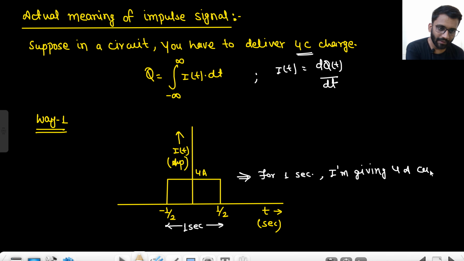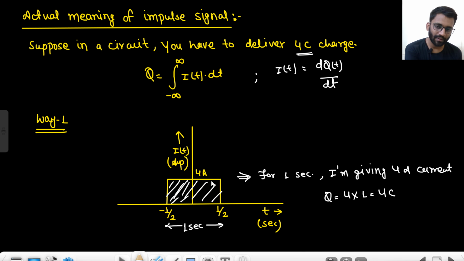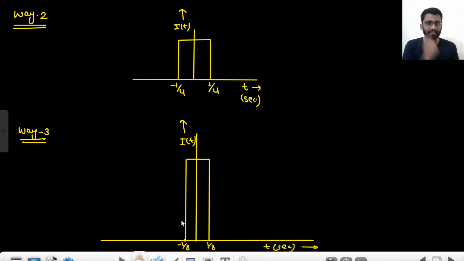4 ampere current. So my Q will be 4 into 1, that means 4 coulomb. So basically this area is 4, right? This area is 4. So that represents 4 coulomb. What is the unit? I shouldn't write 4 coulomb, I should write 4 ampere into second. Unit of I(t) is ampere, unit of time is second. So that means it is 4 coulomb. Okay.